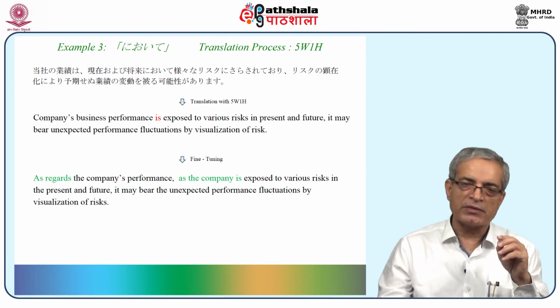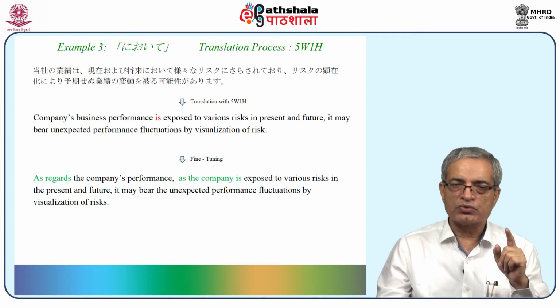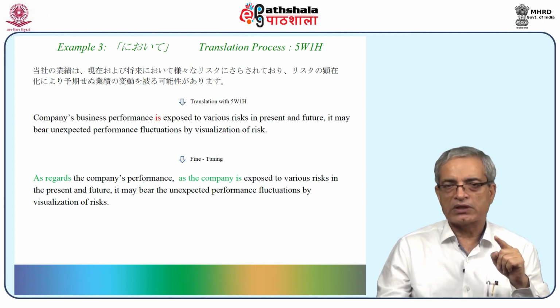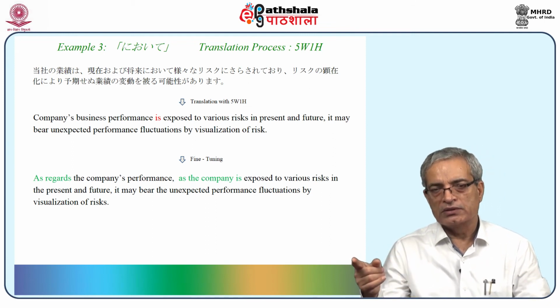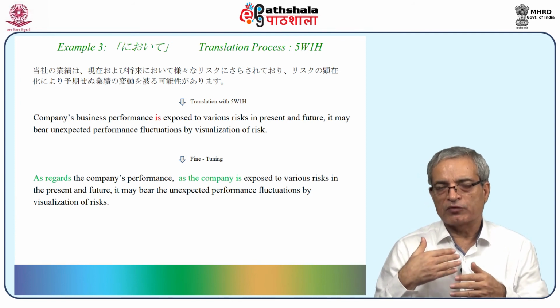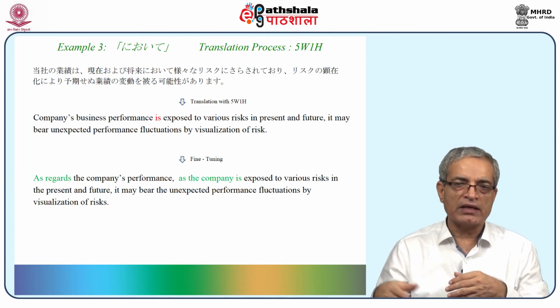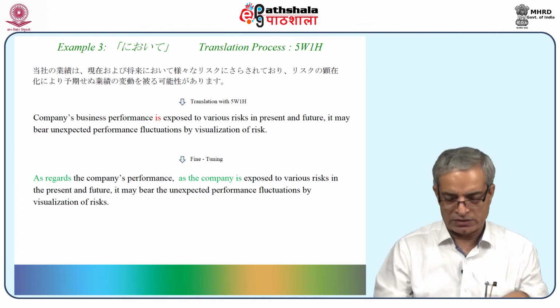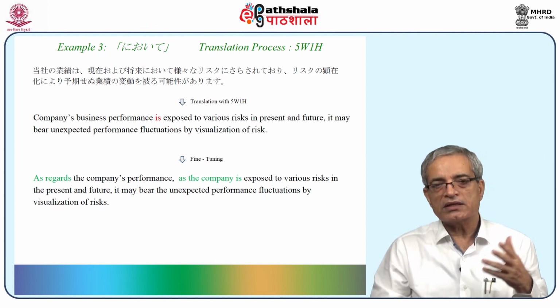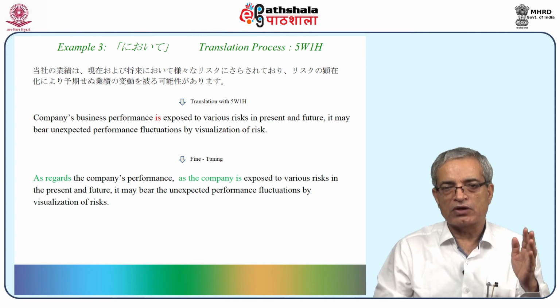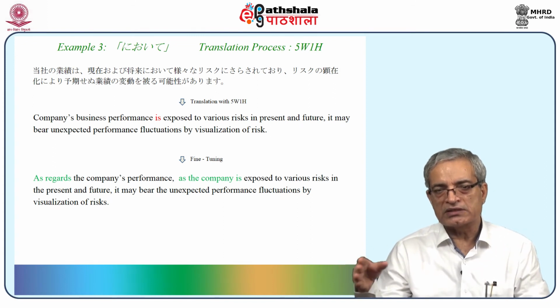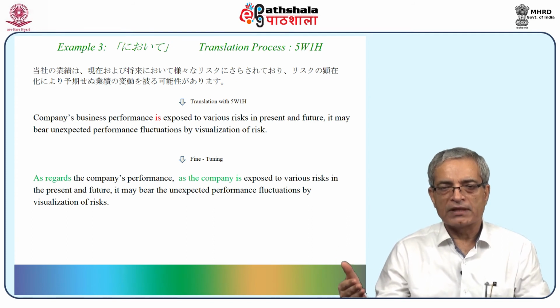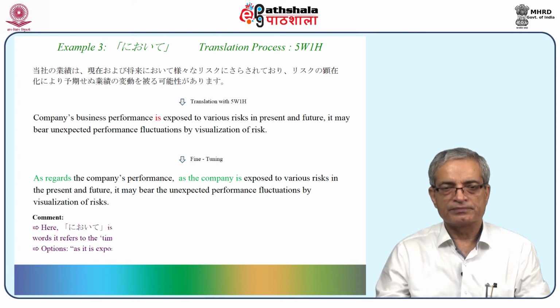One is "as regards". This is because it is very difficult to connect company's business performance to tosha no gyoseki wa and kanousei ga arimasu. So the performance of this company has got a possibility, something like this, is difficult to connect. So as regards the company's performance, it goes separate as a topic, and now you say as the company is exposed to this, it may bear the unexpected performance fluctuation by visualization of the risk.